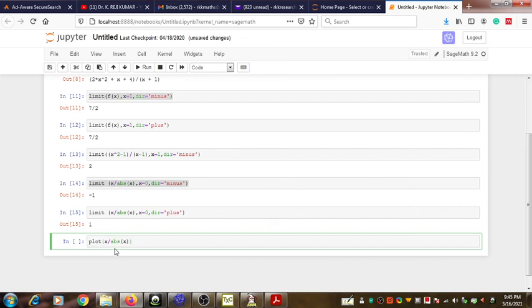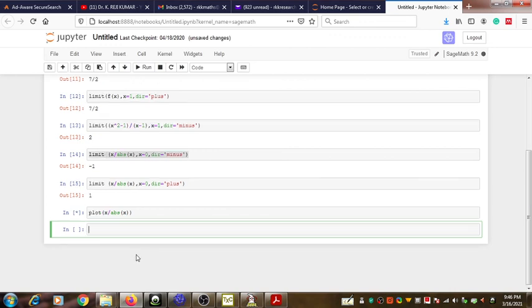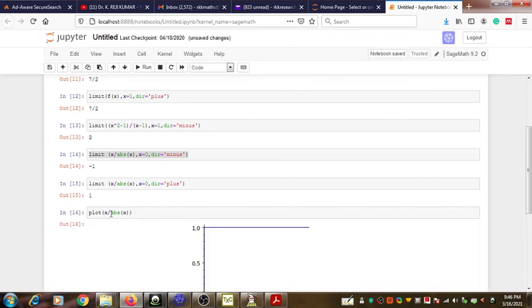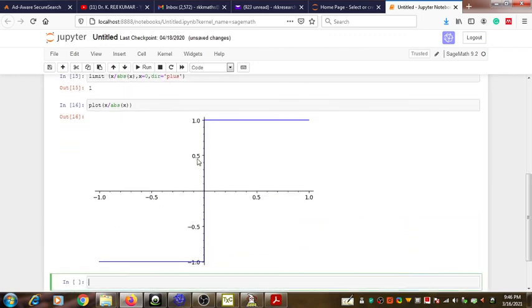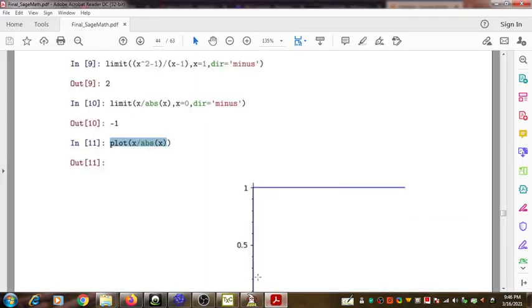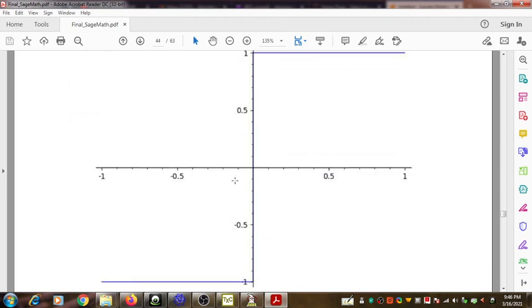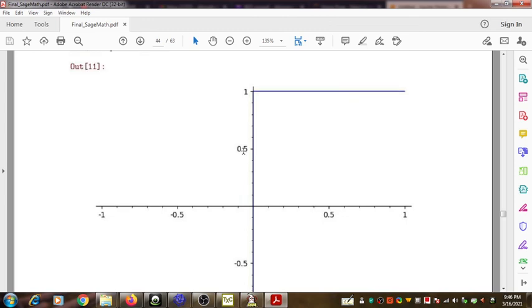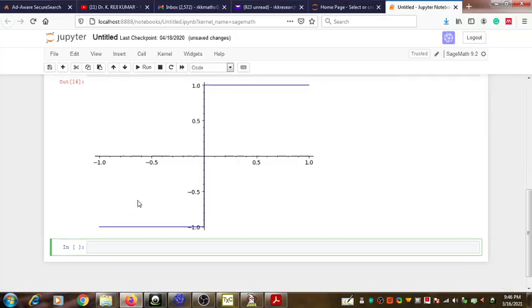In the input cell, I have copied it: plot, in bracket, x divided by absolute value of x. Let's take that output. Okay, we have obtained that output. That plot is obtained here as given here.